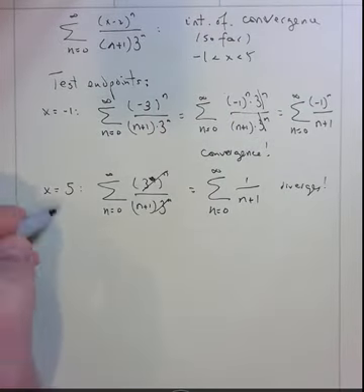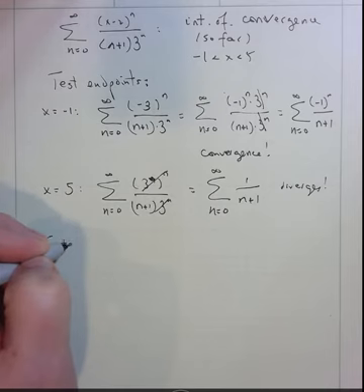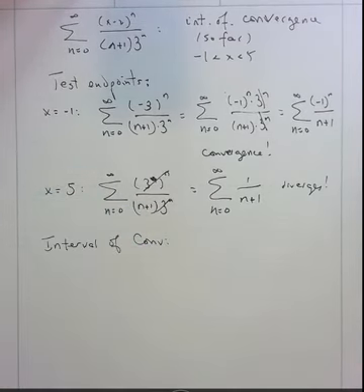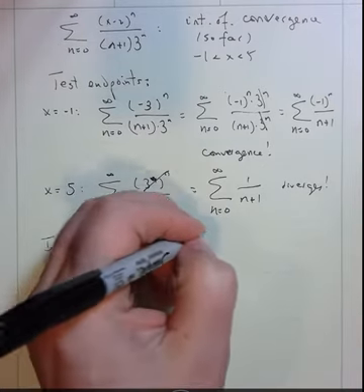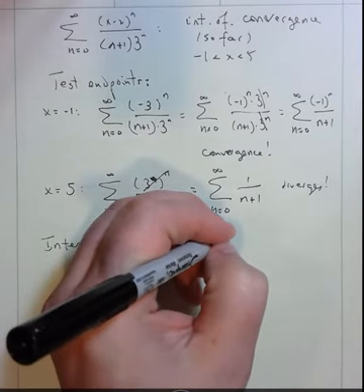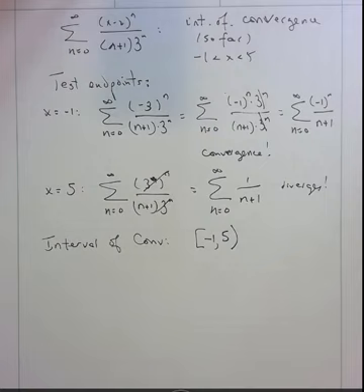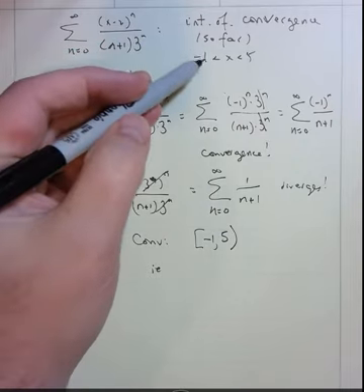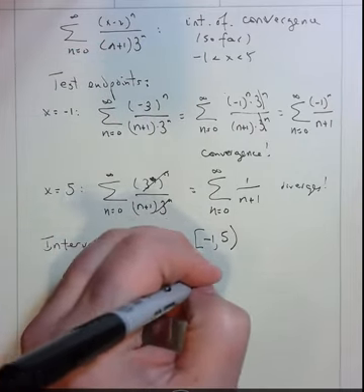And so what that means is that the overall interval of convergence is everything between -1 and 5, including -1, but not including 5. So we could write it in interval notation like that, or if you like the less than or equal kind of business, you could write it like this.